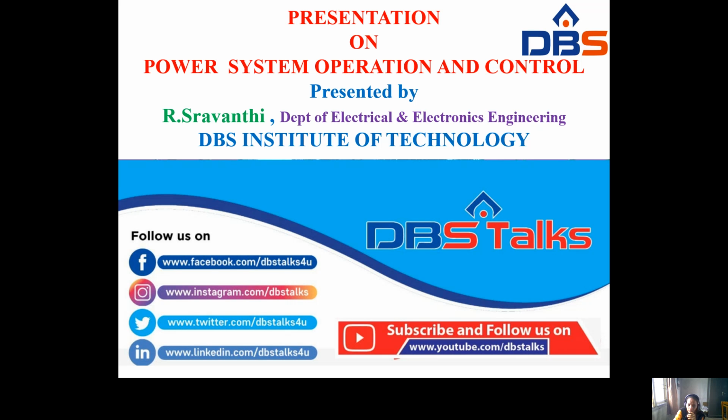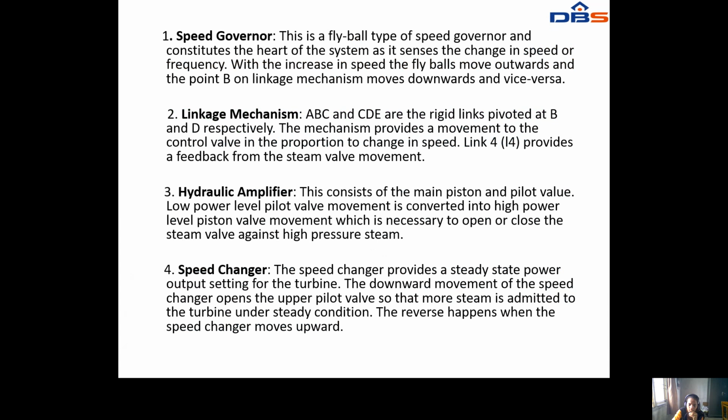First one is the ABC mechanism and the CDE mechanism, and the lengths are L1, L2, L3, and L4. So the direction of movement will be downwards, and it is the positive direction. So we have to discuss the speed governor.